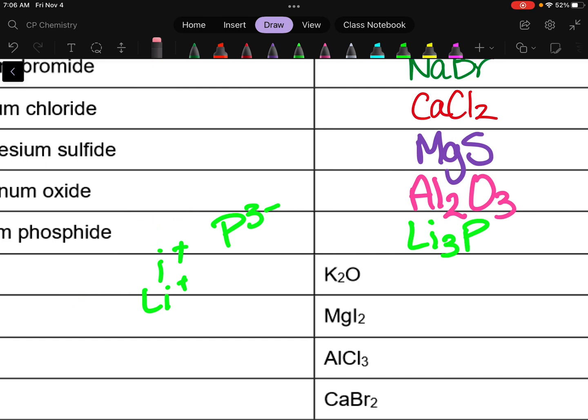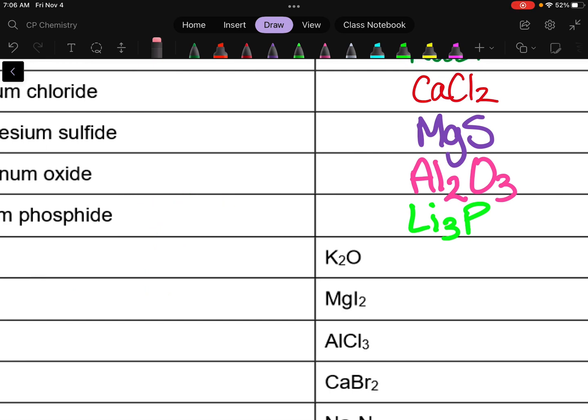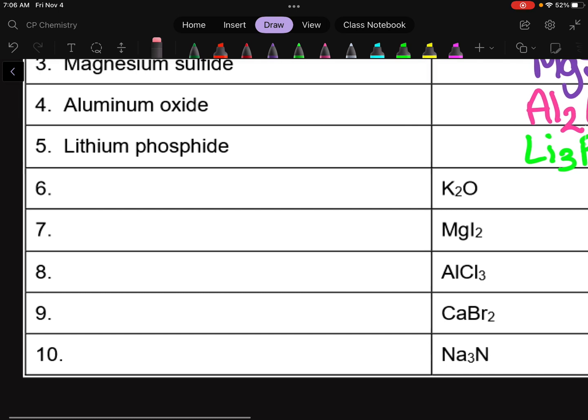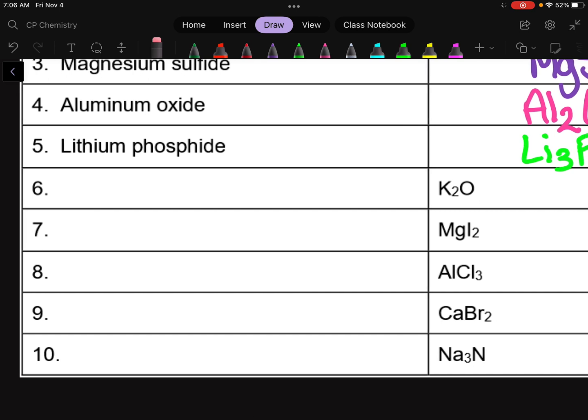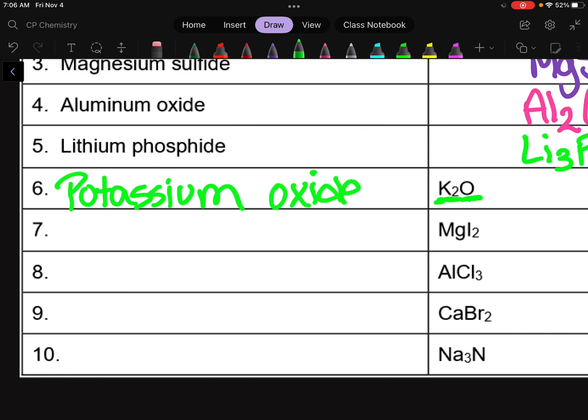All right, doing the reverse, when you're coming up with the name, it's a lot easier. You don't have to find the charges and stuff. So we just have to find the cation and the anion. Okay, the cation is potassium, that's your metal. So that's the first part of the name. And then the second part is the nonmetal, or the anion, which is oxygen, and we change it to the IDE ending. So the name is potassium oxide.